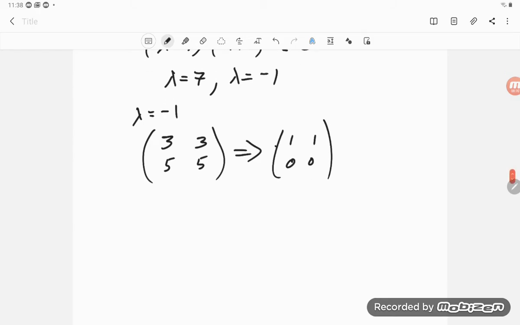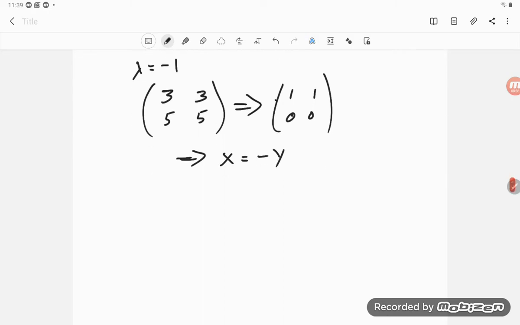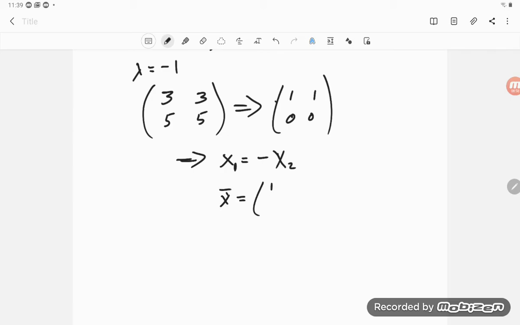Okay, so that's my reduced row echelon form. If I augmented that with zeros, for the homogeneous problem, what I see is that this implies that x equals minus y. That's my vector. So a vector that would work for this would be, well, let me write this as x1 and x2 since I'm going to use an x. So a vector that would work here would be the vector x equals 1 and negative 1, or negative 1, 1.